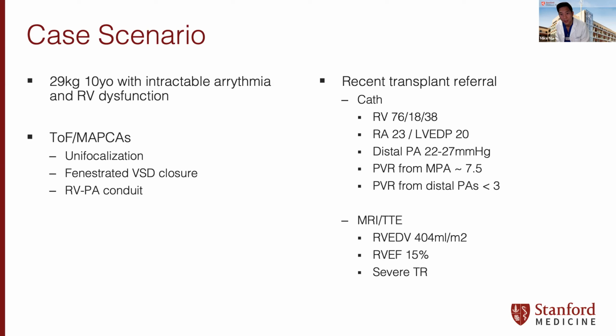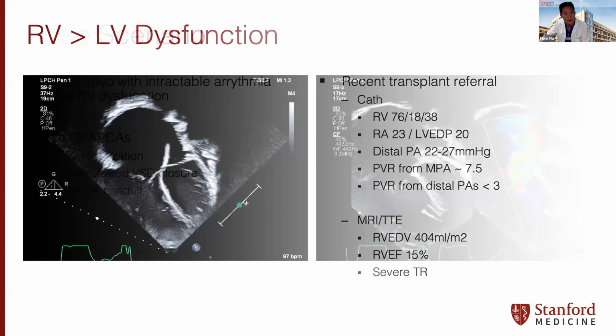The RV pressure is quite high. There's biatrial elevated filling pressures. There's distal PA pressure that is enticing for some type of repair at 22 to 27. With a calculated PVR across the pulmonary circuit of between 3 and 7.5 Wood units, depending on if you were going to plug something into the MPA itself or if you were going to try to salvage the distal pulmonary artery vessels. The patient had a very blown out RV with an index volume of about 400, ejection fraction on the right side of 15%, and very severe tricuspid regurgitation.